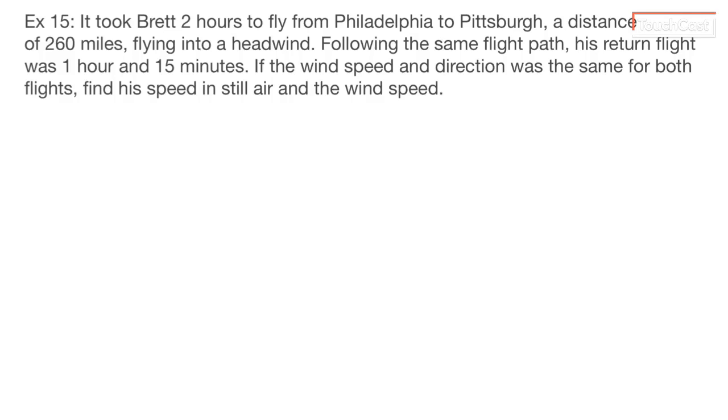If the wind speed and direction was the same for both flights, find his speed in still air and the wind speed. So what that means is, if we're setting up all of this, I'm going to have two variables, and I'm going to use x and y this time. X is going to be the plane's speed, y is going to be the wind speed.